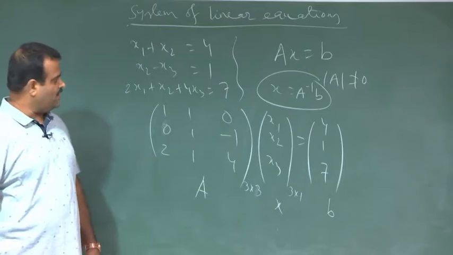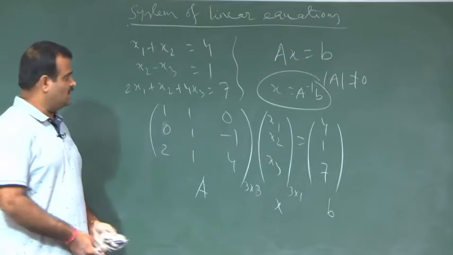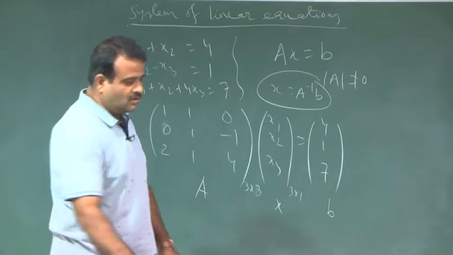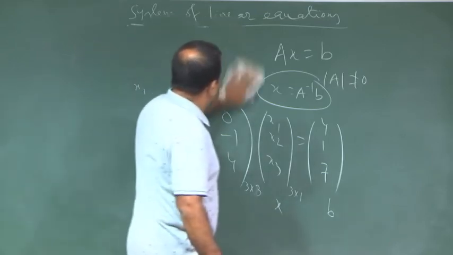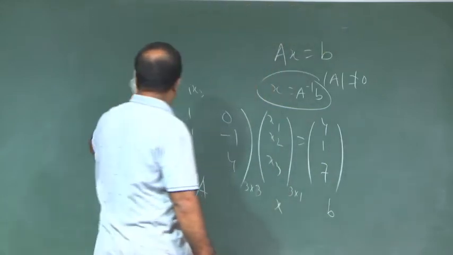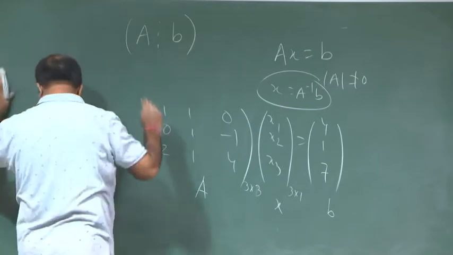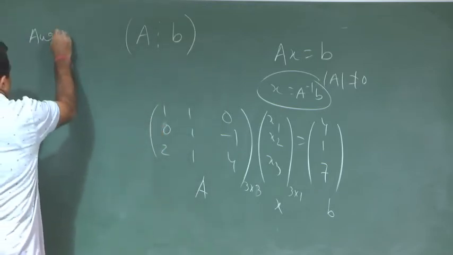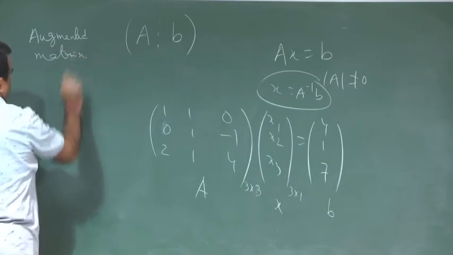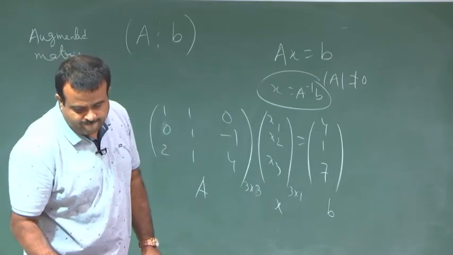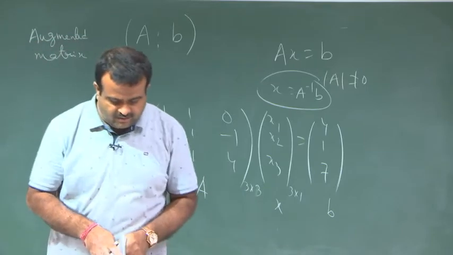Otherwise, we have to go a different way, because A may not always be a square matrix. It may be 4 by 3 or any order. For that we need what is called the augmented matrix. The augmented matrix is where we take the matrix A along with the vector b. This is called the augmented matrix.